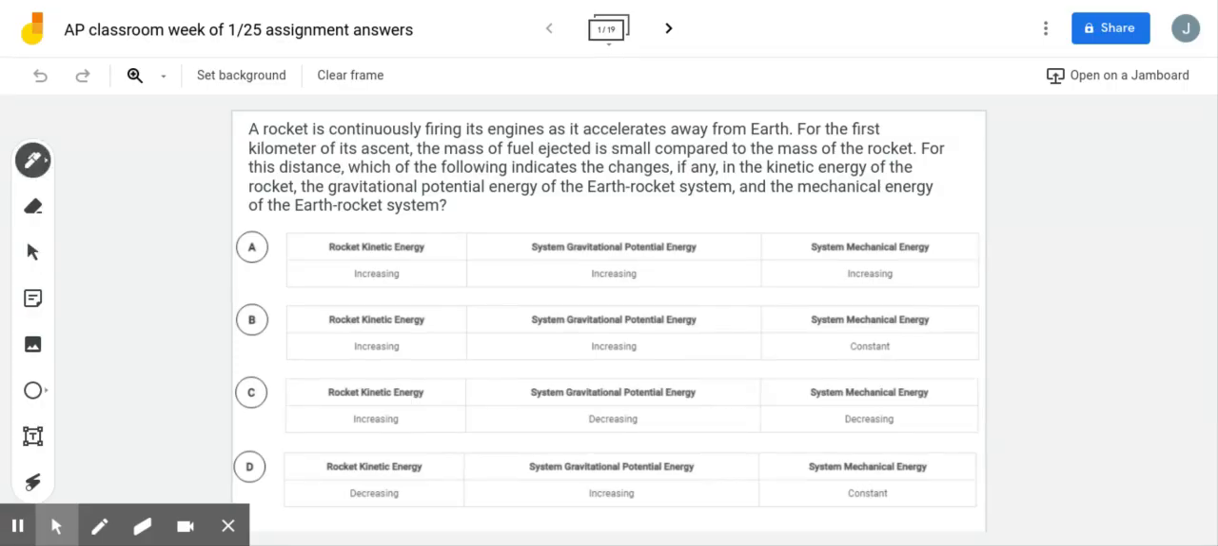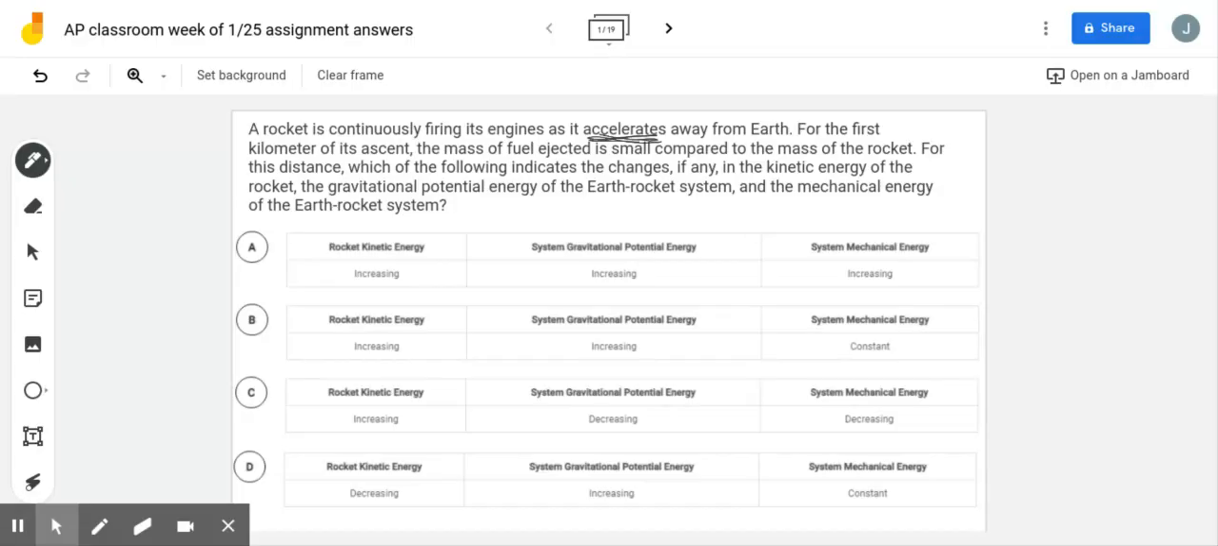A rocket's continuously firing its engines as it accelerates away from the Earth. So here's something that's important. It accelerates away from the Earth, which means that the speed's increasing. For the first kilometer of its ascent, the mass of fuel ejected is small compared to the mass of the rocket. What that means is that the mass is basically staying the same. For this distance, which of the following indicates the changes, if any, of the kinetic energy of the rocket, the GPE of the Earth-rocket system, and the mechanical energy of the Earth-rocket system?